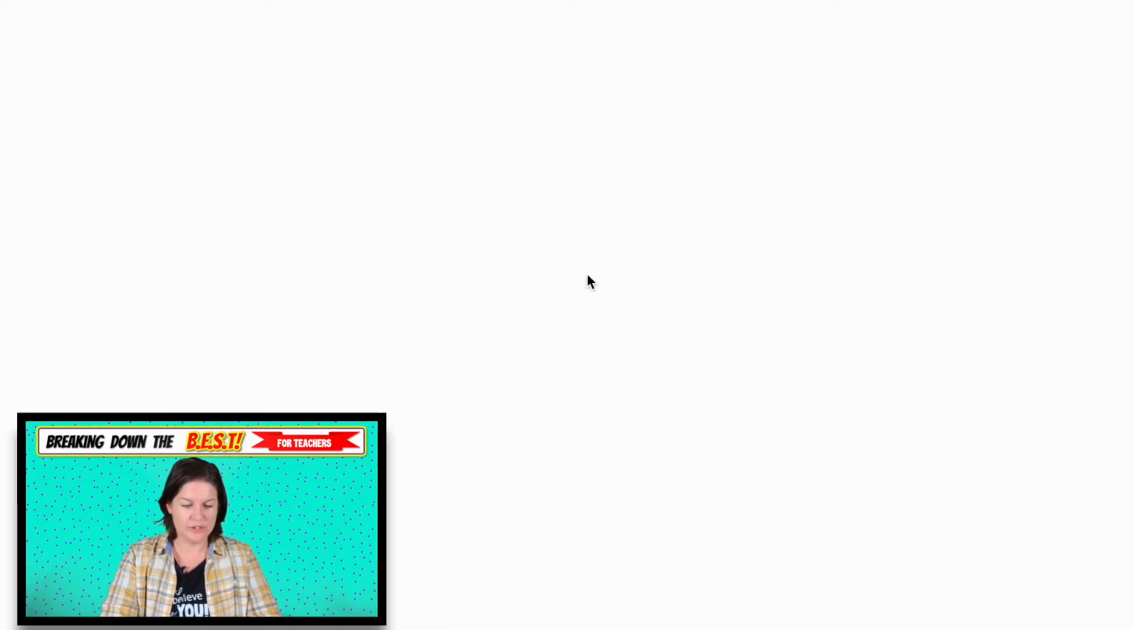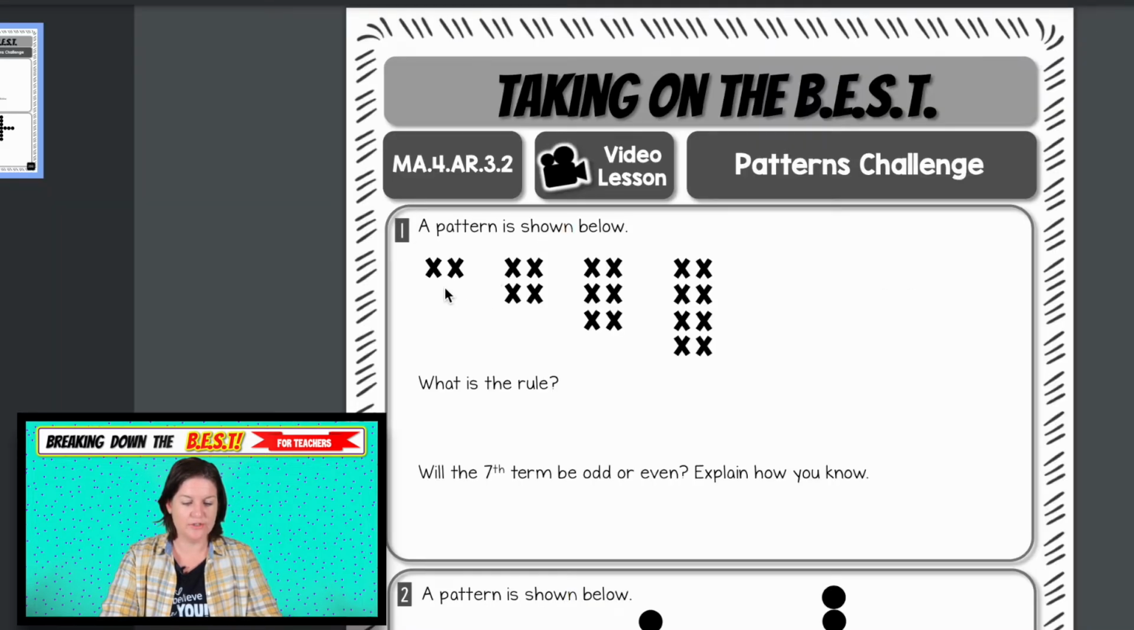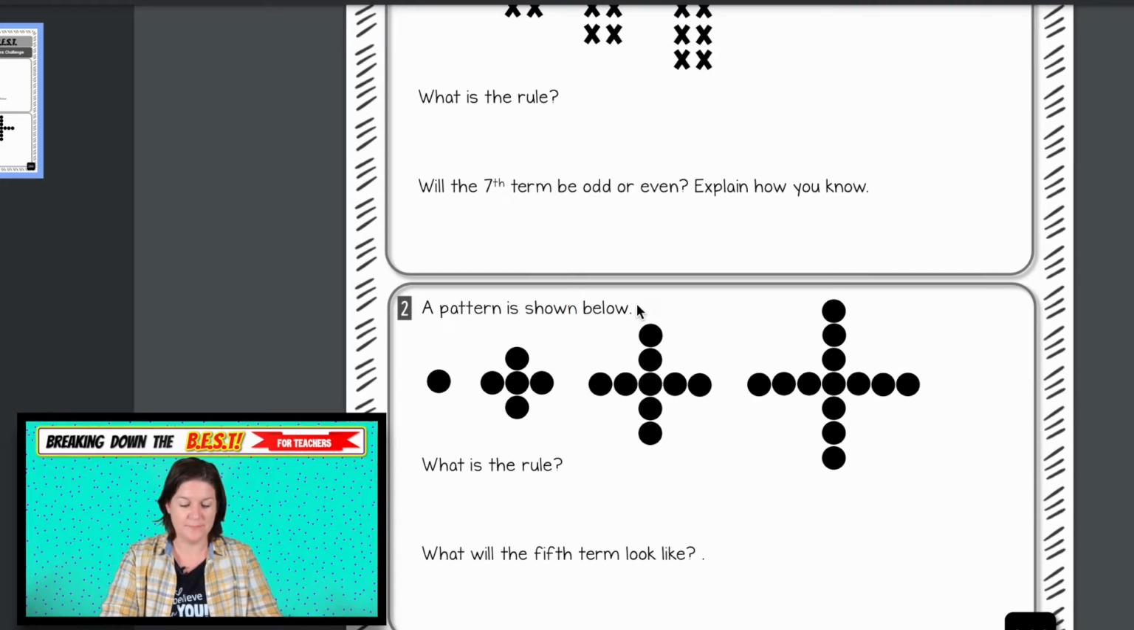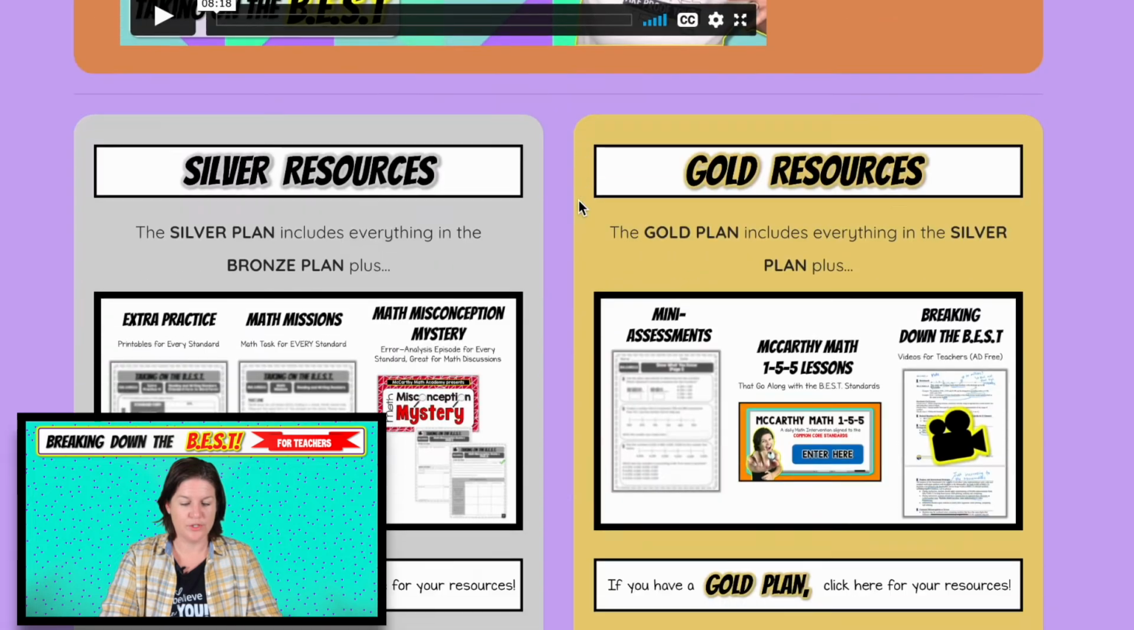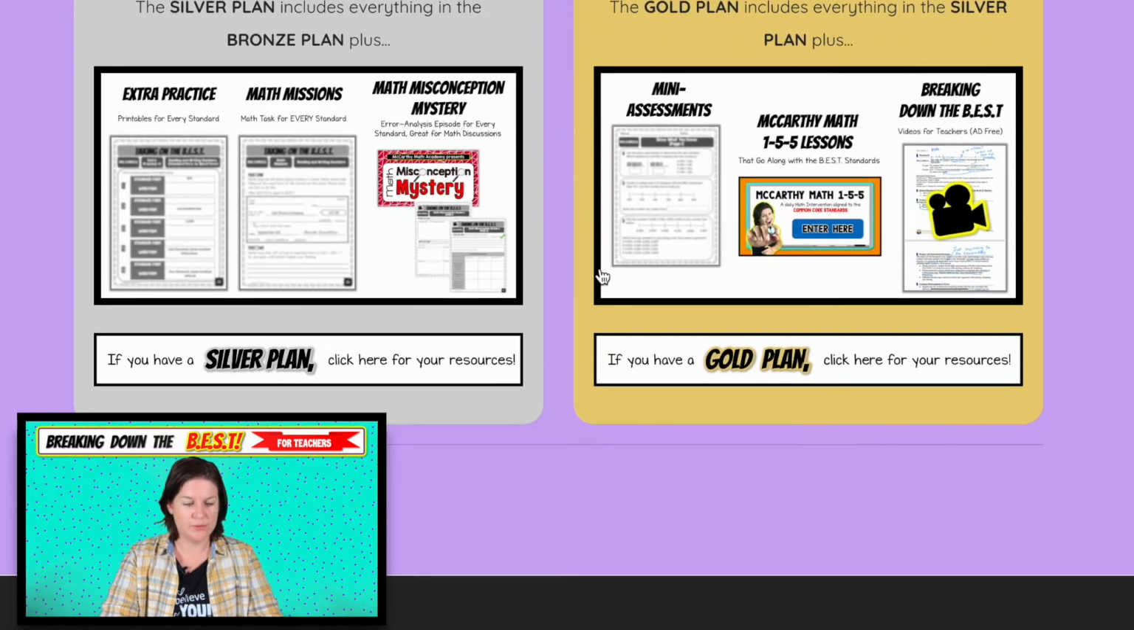And this is a patterns challenge where we're taking a look at the term, which this would be the first term that has a value of 2, second term has a value of 4, and showcasing what the rule is. Okay. So those are your bronze membership resources.